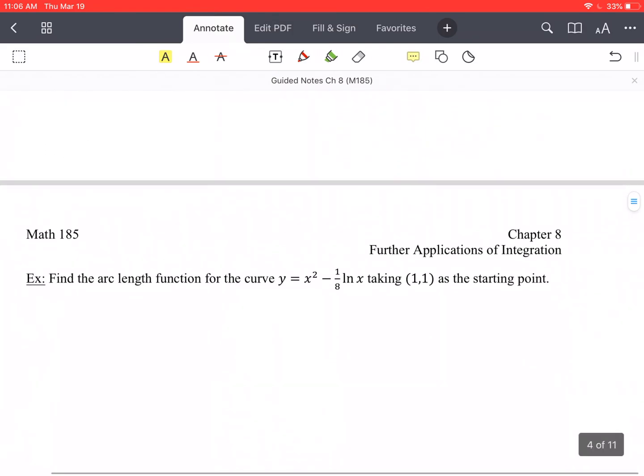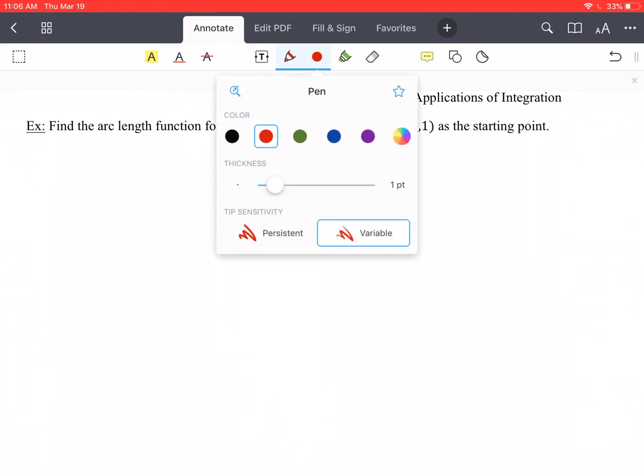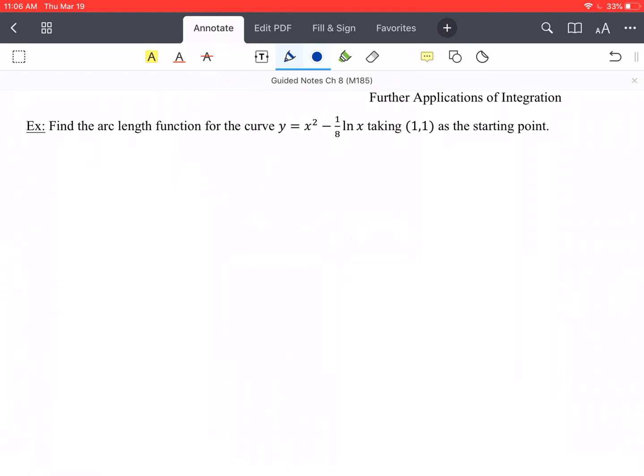Okay, so let's look at one more example, now dealing with this arc length function instead of a specified arc length. Find the arc length function for the curve y equals x squared minus 1/8 ln of x, taking 1, 1 as the starting point. So first thing we need is the derivative, always a good first step. So f prime of x equals 2x minus 1 over 8x, the derivative of ln of x being 1 over x.